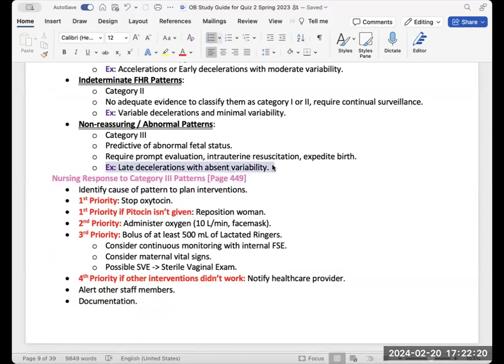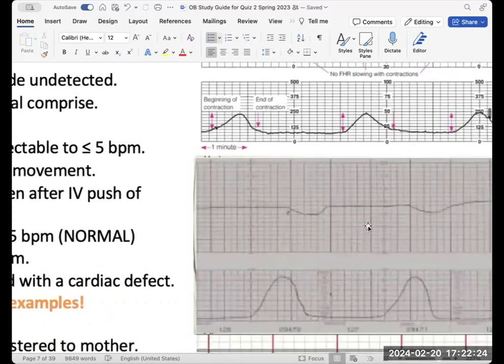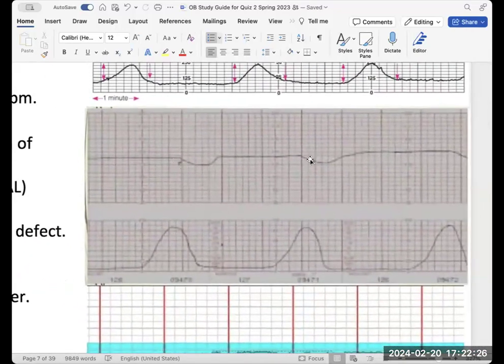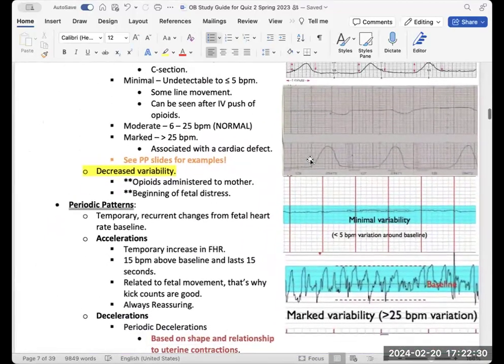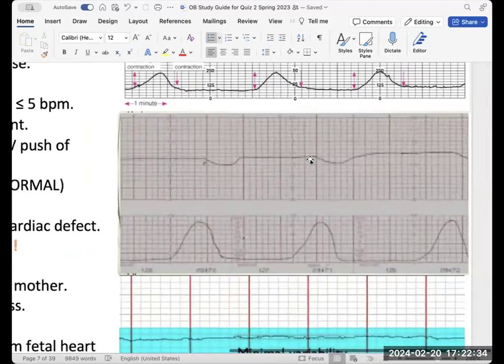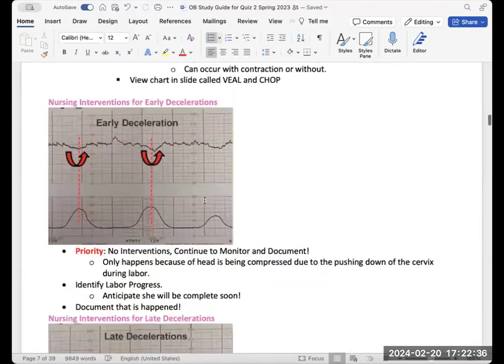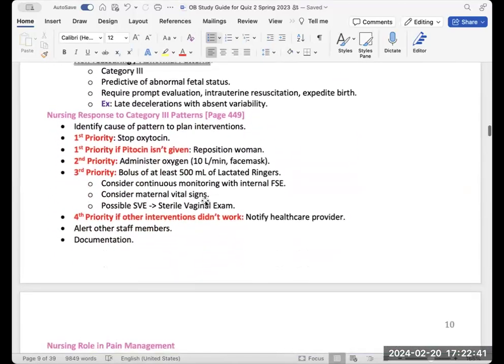Example, late decelerations with absent variability, which is basically going to look like this, right? The decelerations are happening after the uterine contraction, and there's no movement or variability in that fetal heart rate, which indicates to me this baby is not getting adequate perfusion. There is something wrong, okay? So those are the different types of categories.